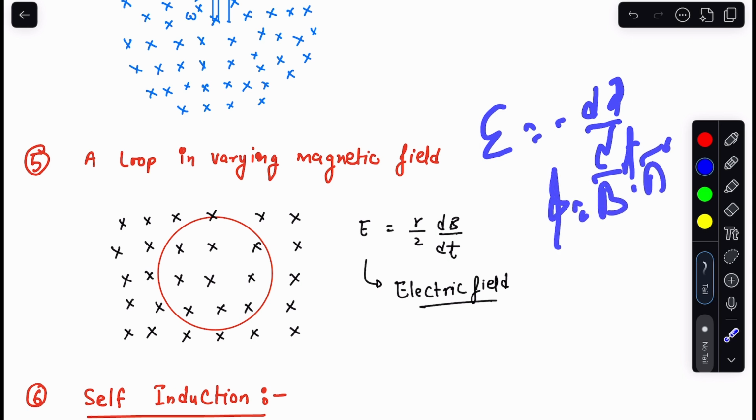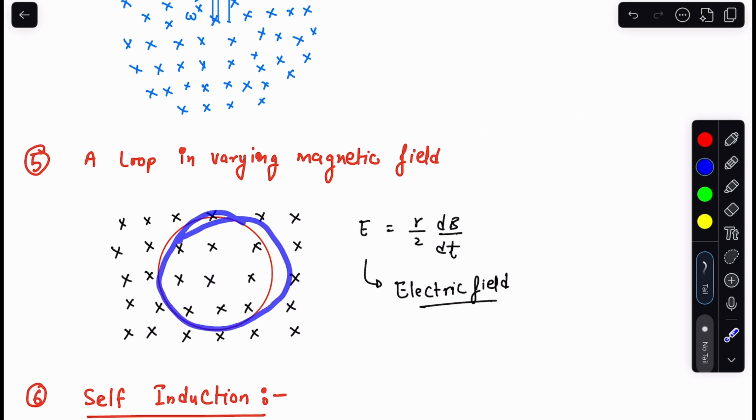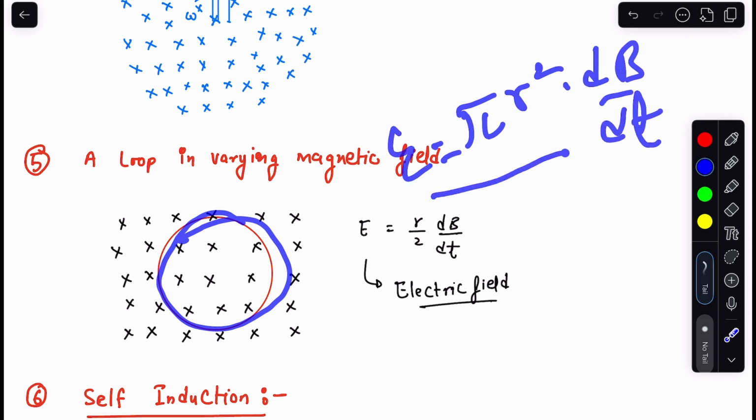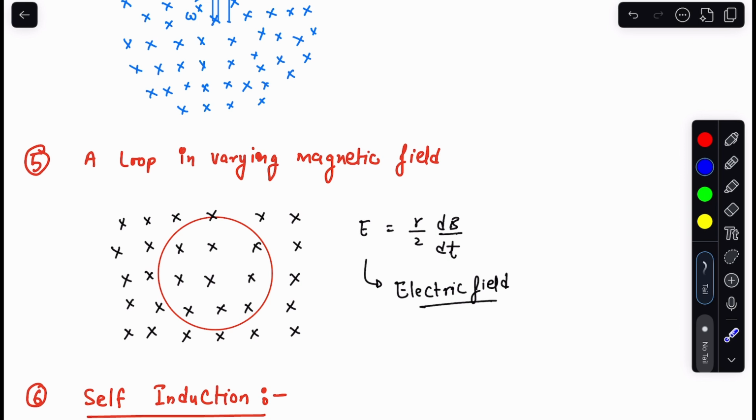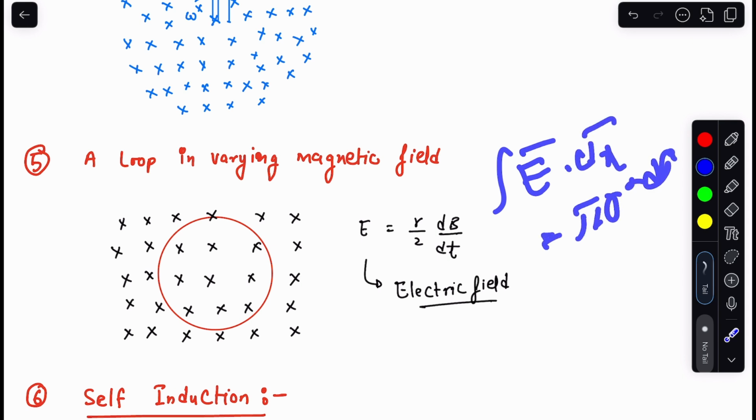I am not changing the area, so area is constant, and B is changing, so we get dB by dt. Area, let's suppose I have a circle like this, will be pi r square. So pi r square times dB by dt, this will be the EMF created on that, right? Now EMF can be written as E vector dot dl vector, and this is a closed loop, so that's why the integration. So the integration of E vector dot dl vector equals pi r square times dB by dt, right?